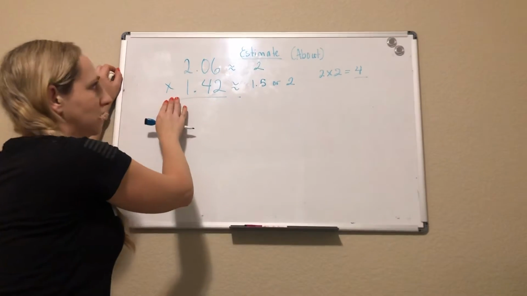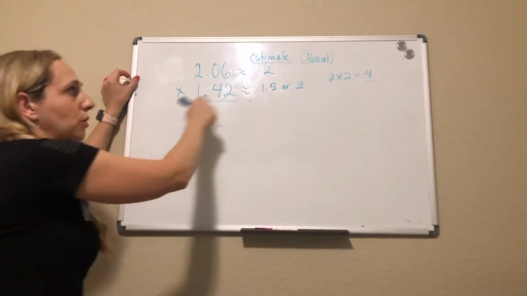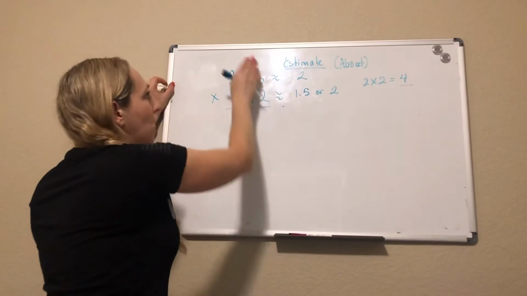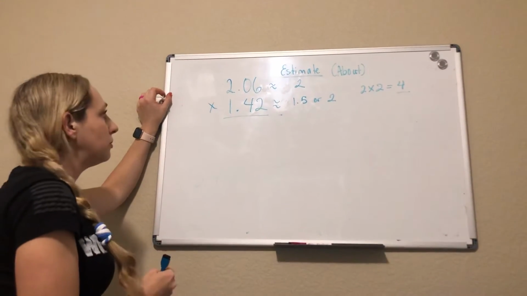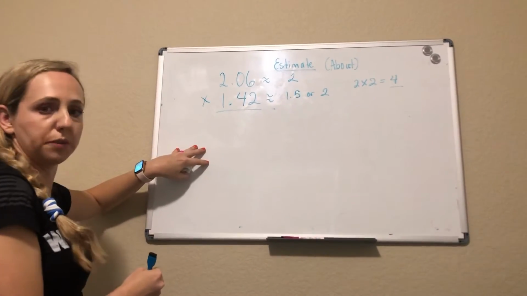Multiplying a decimal by a decimal. When we do this, it's super important to estimate or find about what our answer should be. That way, when we get our final answer, we're going to make sure we're being reasonable.